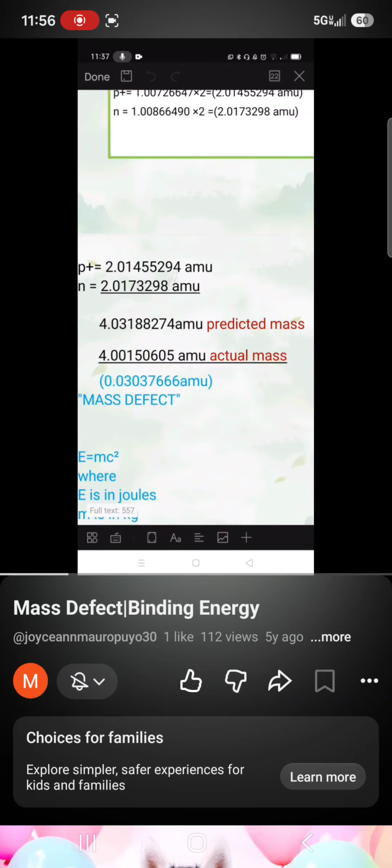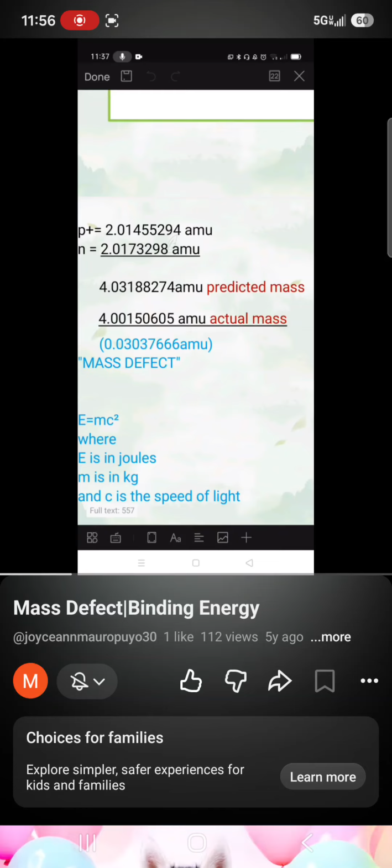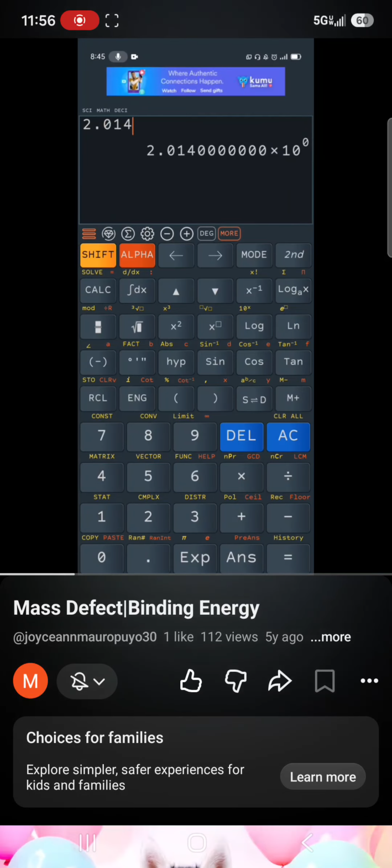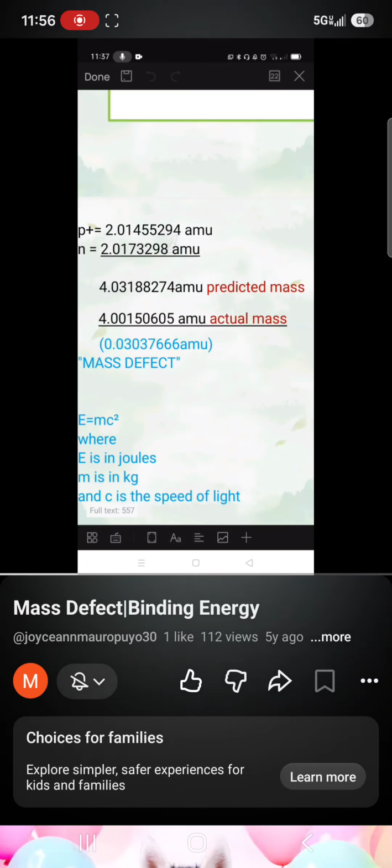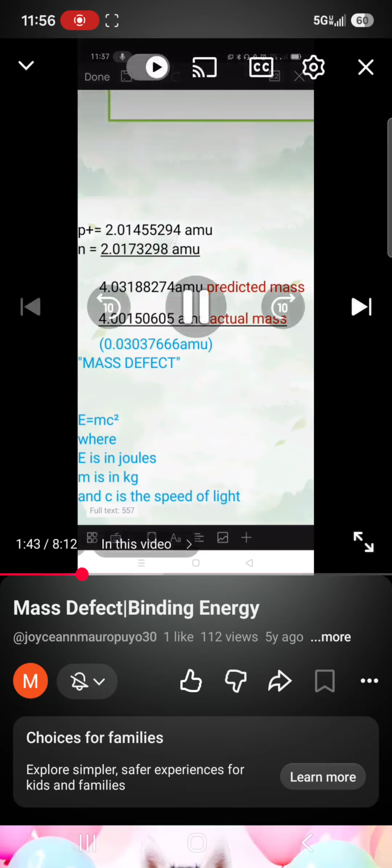So 2.014559294 AMU plus 2.0173298 AMU, we have 4.0318827 AMU. This is what we call the predicted mass. Then the actual mass of the helium is 4.00150605 AMU.